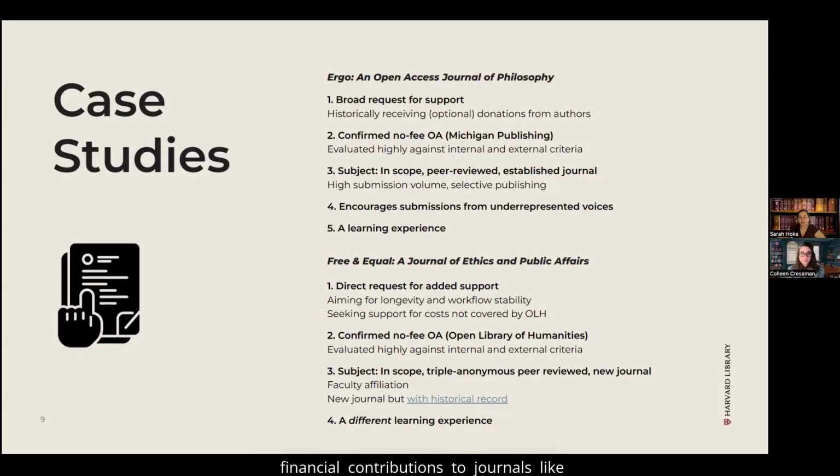So financial contributions to journals like Ergo and Free and Equal, which Sarah will speak to, represent greater returns on investment compared to traditional subscription publishing and even to other OA publishing schemes like read and publish models that are more transactional and less concerned with providing a fee-free, non-commercial publishing route for all authors, regardless of institutional affiliation.